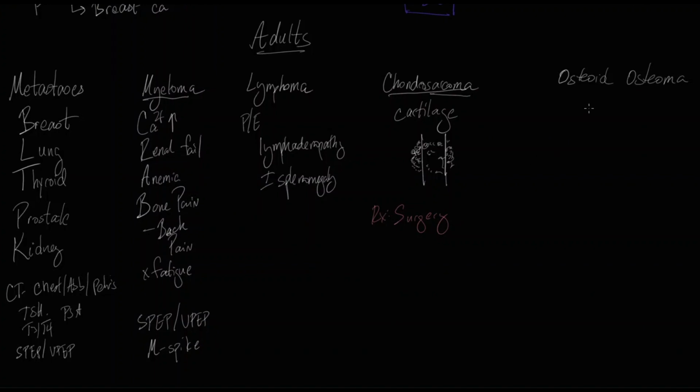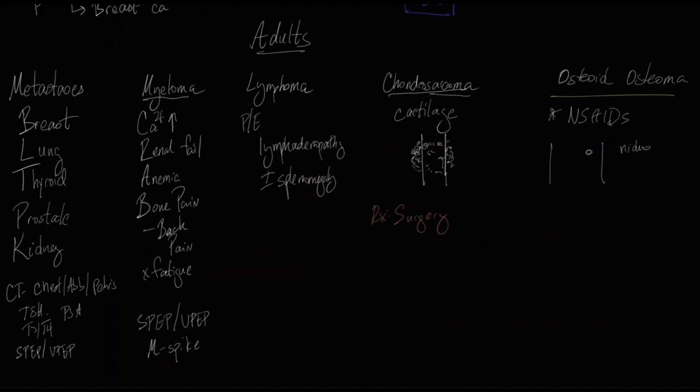Osteoid osteoma, I'm putting this in the adult section, but again, this can occur in children too. This is, again, a painful bone lesion, atraumatic. And the key finding on this is that it gets much better with NSAIDs. And the reason why is that, first of all, what is it? It is a small hole in a bone, we call it a nidus.